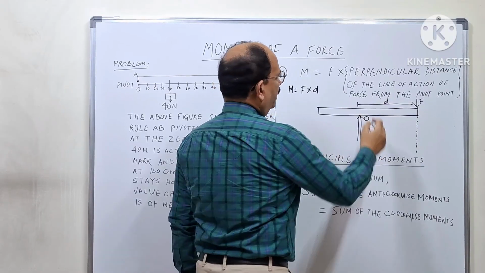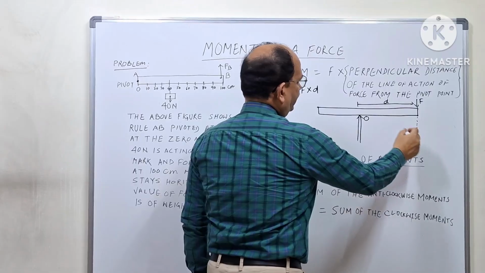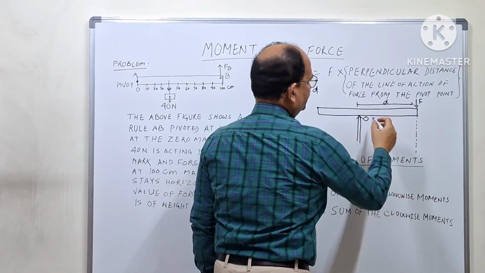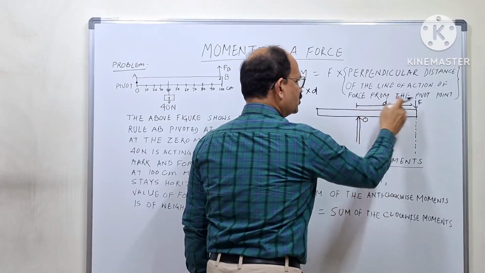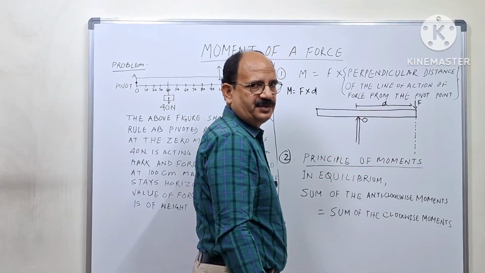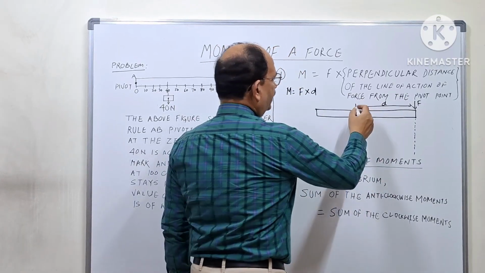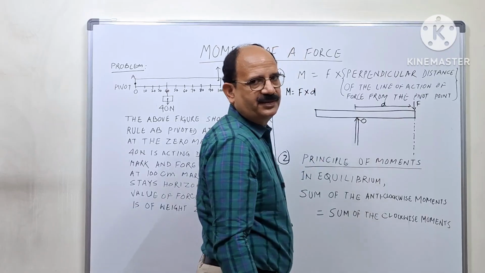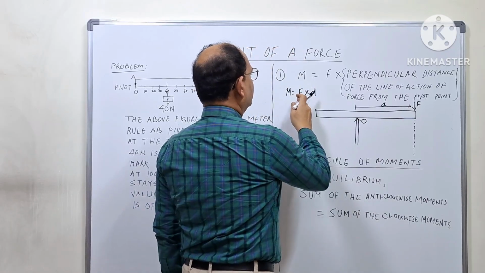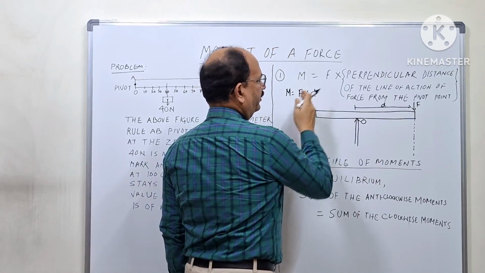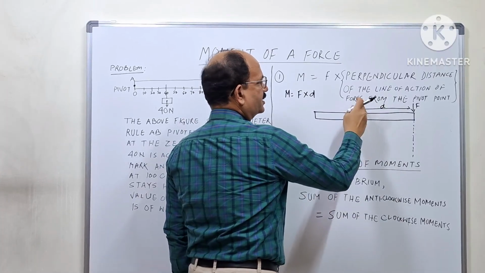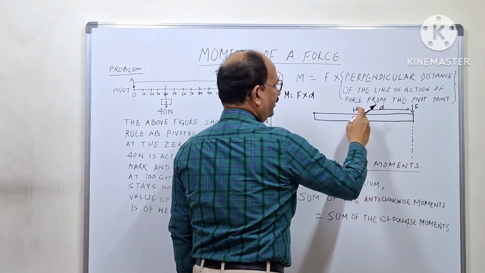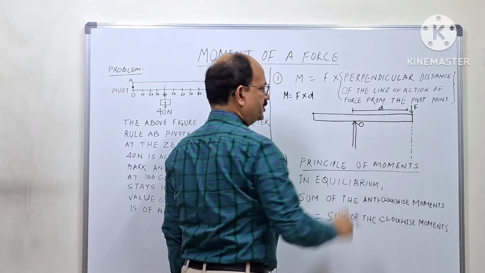I cannot take any other distance, like I can't take this distance or this distance. It has to be perpendicular distance. This line which I have drawn is perpendicular to the line of action of force. So therefore, moment is equal to F into D, where D is the perpendicular distance of line of action of force from the pivot point.